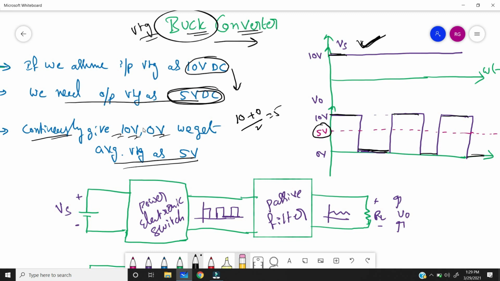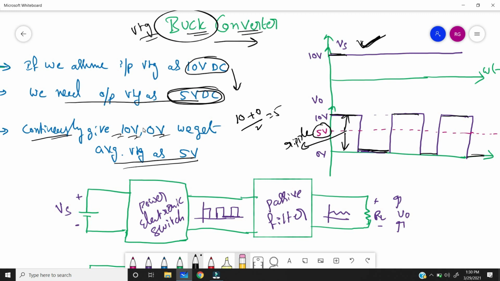But it is not an exact DC. DC means straight lines, right? But we have so much ripple factor here, so we need to decrease this ripple factor. Here we have two things to convert 10 volts to 5 volts. First, we need 10 volts and off, 10 volts and off, nothing but 0 volts. 10 volts and 0 volts, like this.